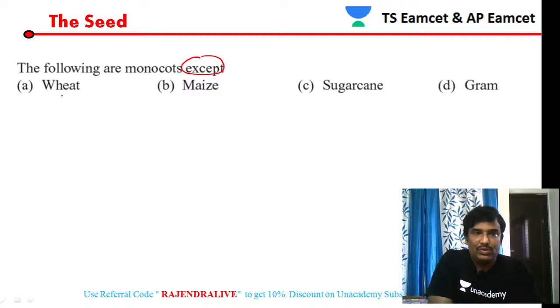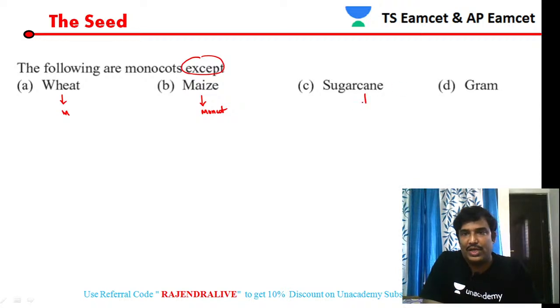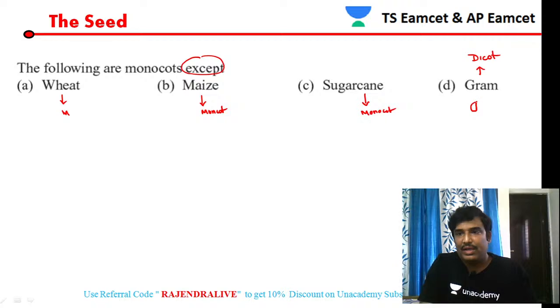So let us see. Wheat is a monocot. Maize is also a monocot. Then sugarcane is also a monocot. Then gram, it is a dicot. It has two cotyledons. The seed of the gram has two cotyledons, so it is a dicot.